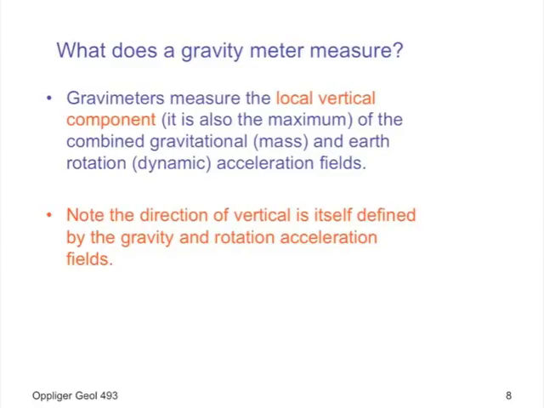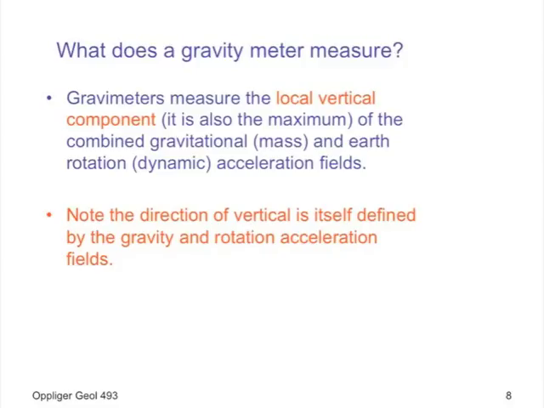Those are added together. But one thing that's very simple about gravity, especially compared to magnetic and electrical measurements, is that we define the vertical by looking for the maximum gravity. The direction where we find the maximum gravity defines what we mean by vertical. It doesn't always point directly at the center of mass of the Earth, and so that can be an interesting series of measurements itself.